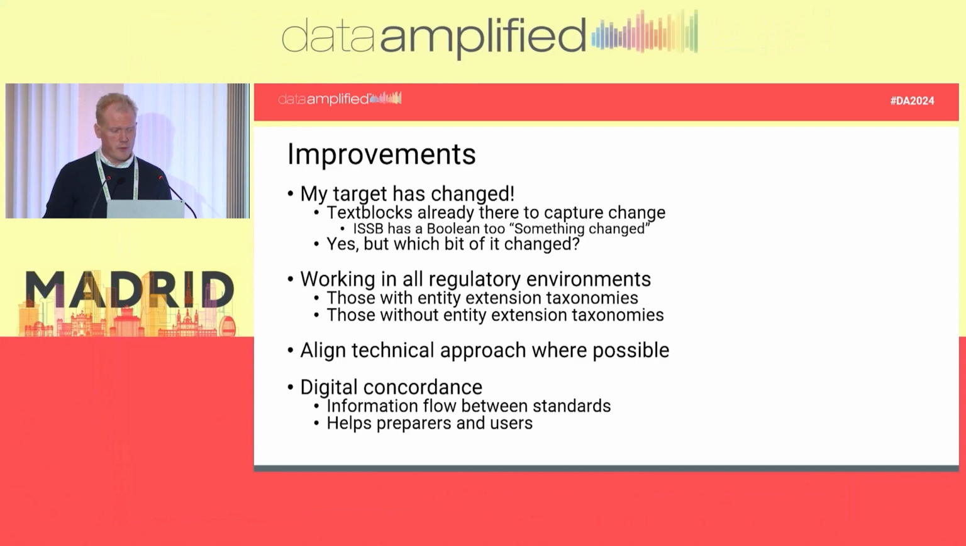Working in all regulatory environments, so those that want entity extension taxonomies, those without, that's a good one for everyone to think about, whether it's reasonable to support that, how one might support that. Aligning the technical approach where possible. Sometimes the standards are really doing different things. Sometimes, we had an example of this with emissions, scope 1, 2, and 3. Do you have that as a dimension or a line item? And ESRS and ISSB internally at one point were doing different things, and they just went, well, we'll just all agree we can just have line items. We'll see what GRI does.